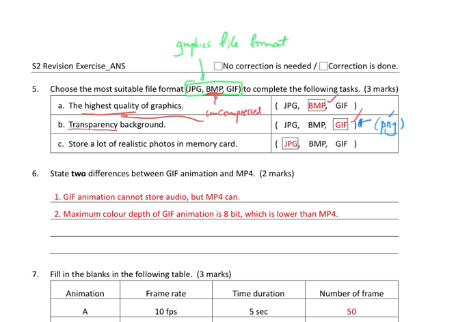And the last one, we want to store many realistic photos. Realistic means real photos, that you may use a camera to take. So the best answer should be JPG, because it is compressed and it can provide 24-bit color depth. So it is quite colorful and beautiful. If you want to store a lot, JPG should be chosen.